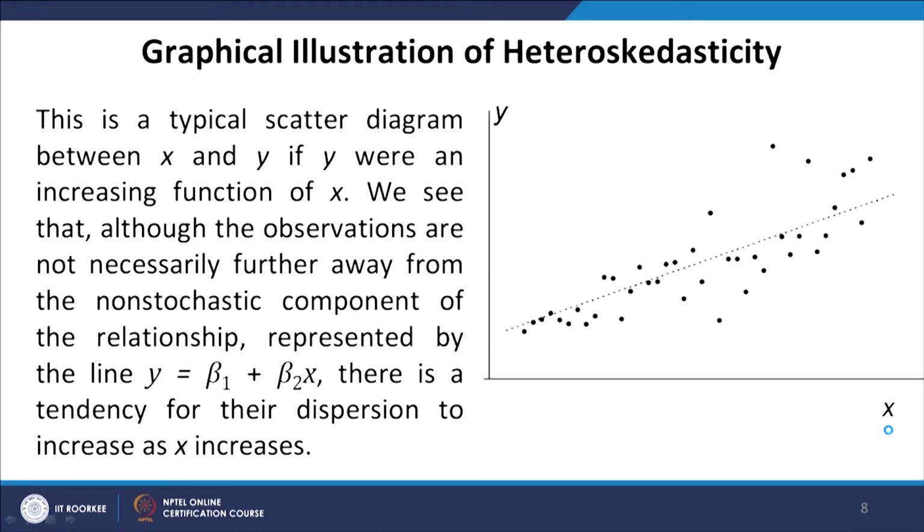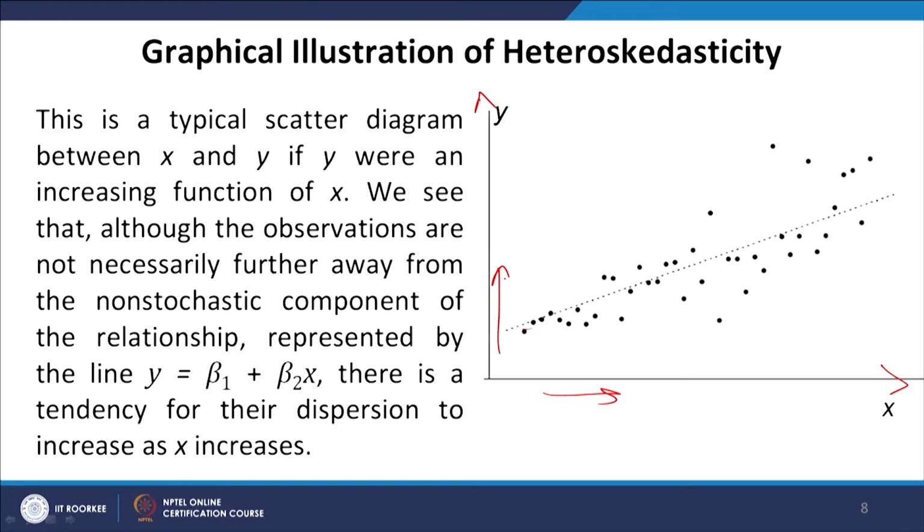Now, we graphically illustrate heteroscedasticity. So, the presence of heteroscedasticity can also be observed or detected through graphical presentation. We present here a typical scatter diagram between x and y. So, y is measured on the vertical axis, x is measured on the horizontal axis, and y is an increasing function of x, given the line plotted between x and y, which implies that as x increases, y also increases.